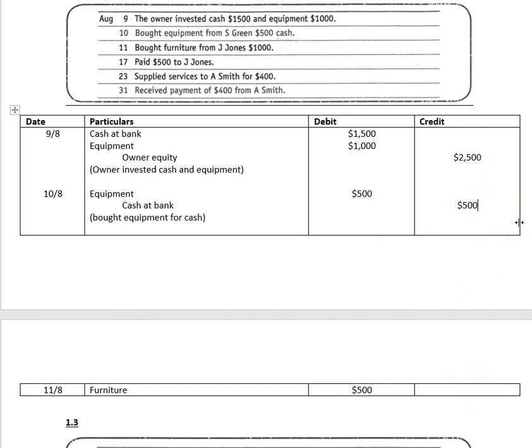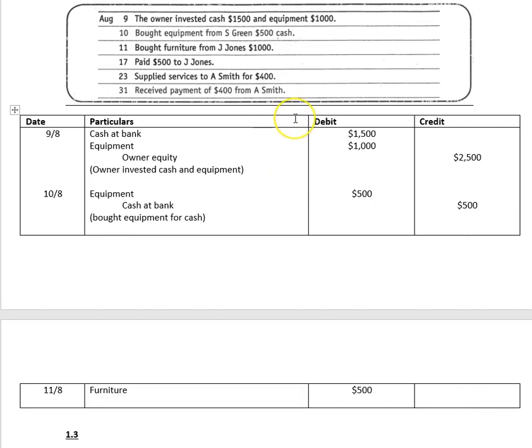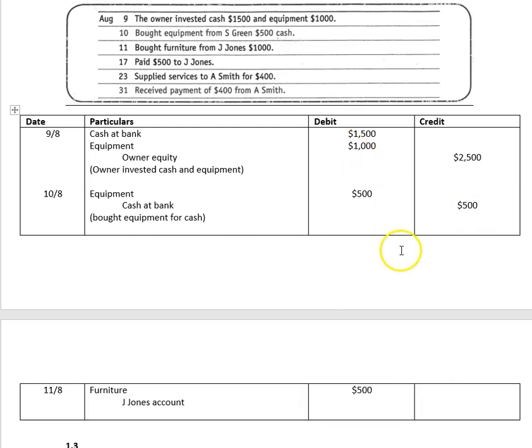Now they haven't actually said what we've paid with it. It's not saying cash, which makes me think that they actually owe J. Jones money for later on. So it's not cash at bank. We're actually going to put J. Jones account, exactly the same as you would cash at bank, except now our cash at bank is going to be J. Jones. So that is a liability. It's something that we owe, something that we have to pay. A liability increasing or going up is a credit. So our narration, furniture from J. Jones on account or on credit.